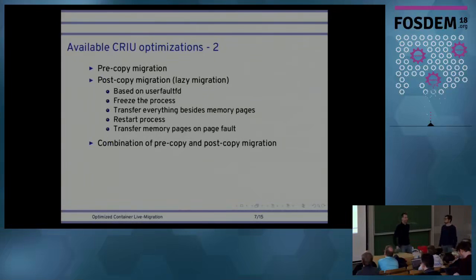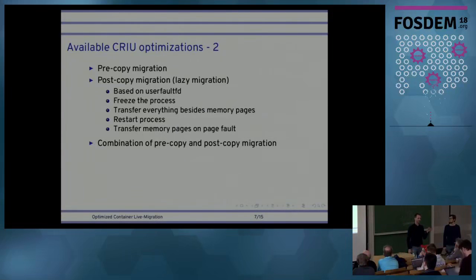And for completeness, we want to mention the other optimization CRIU offers. CRIU does not only support pre-copy migration, you can also do post-copy migration. This is based on userfaultfd and has been developed the last 2 years by Mike over there and me. And what you basically do is you freeze the process, you transfer only a minimal state from one system to another.